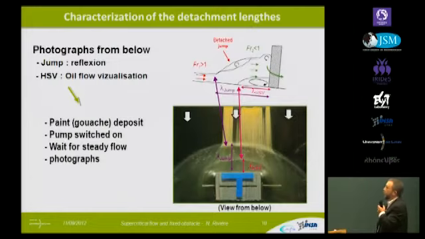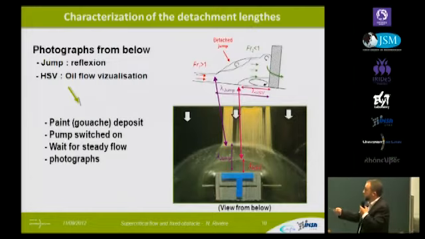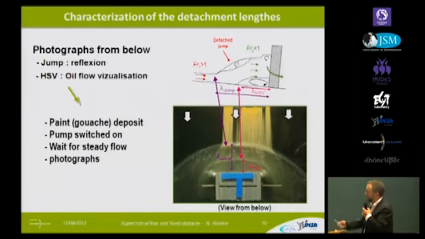from 2 mm to several centimeters, so the width of the obstacle varies. We want to characterize the detachment lengths of both the hydraulic jump and the horseshoe vortex. For this, we use some photographs from below. Okay, so we are below the table, so we have a camera, and so we can see here the reflection that shows us the toe of the hydraulic jump. And here, by releasing some paint, we can see the separation of the flow and then the horseshoe vortex.